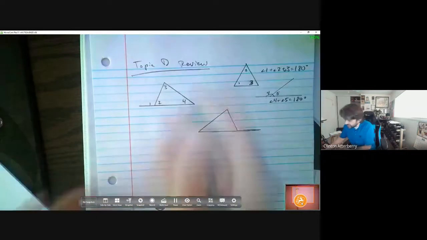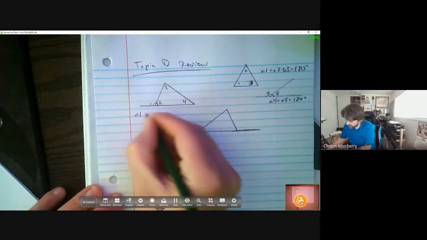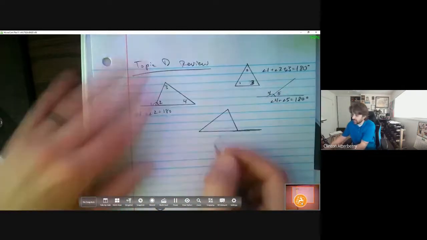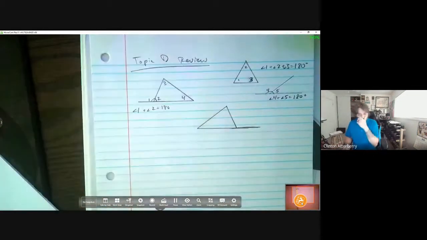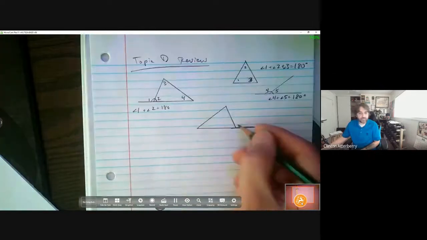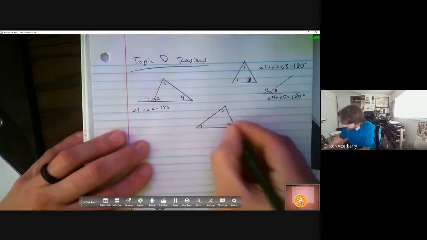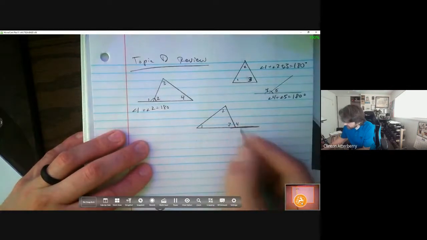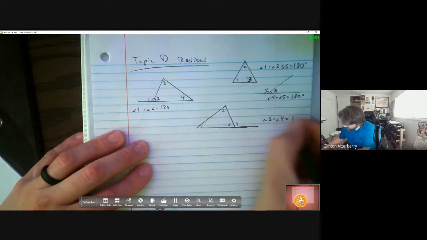They form a little thing there, okay? I know angle 1 plus angle 2 will equal 180, just like 2, 3, and 4 would add up to 180 as well. The same would go true for something like this. If I said 1, 2, 3, and 4, then angle 3 plus angle 4 would add up to 180.